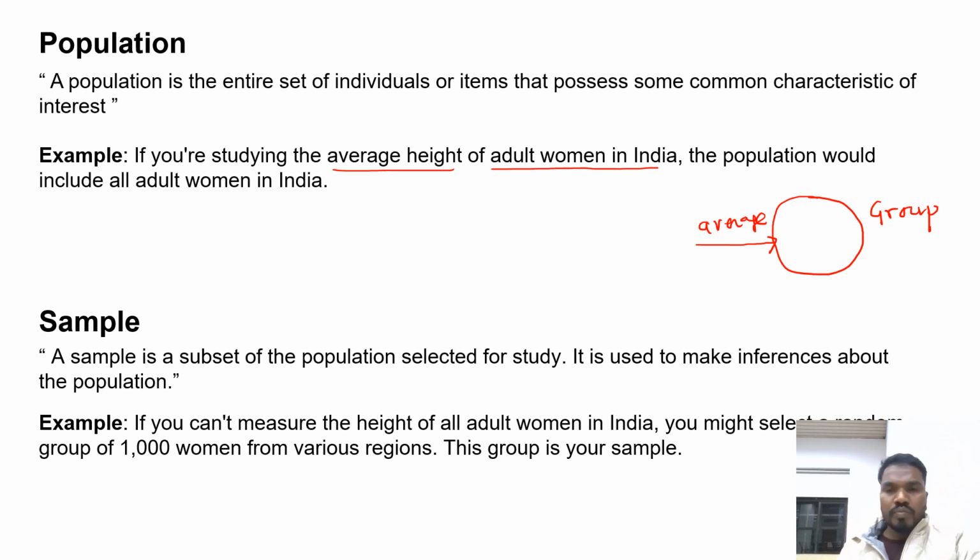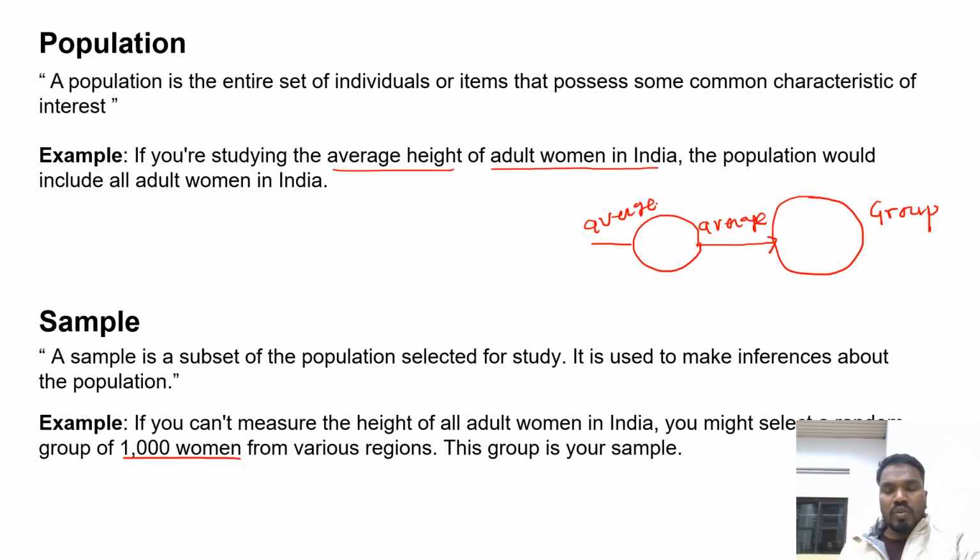So what do you do? Instead of reaching all the women in India, what we do is consider a small group of that, let's say 1,000 women. Then we find the same attribute, that is the average.